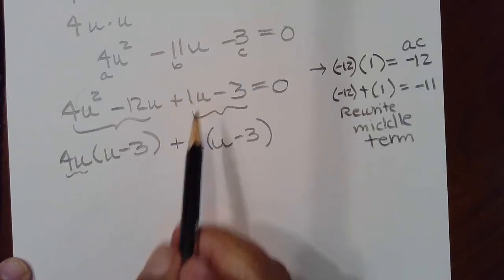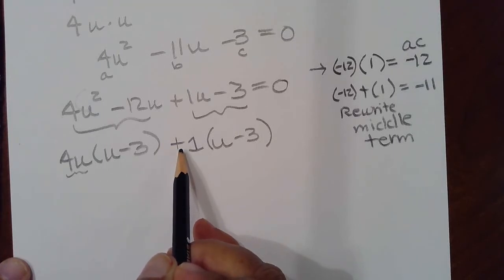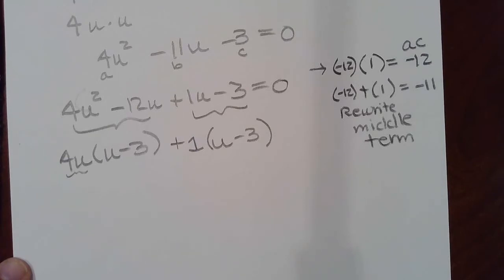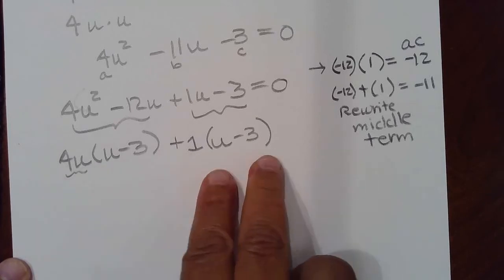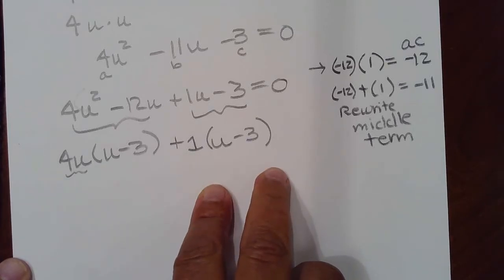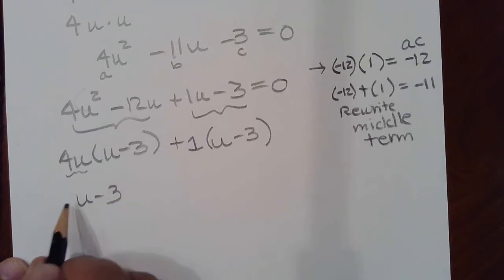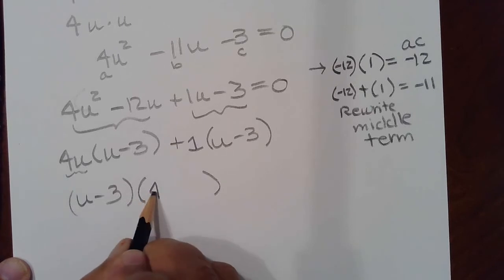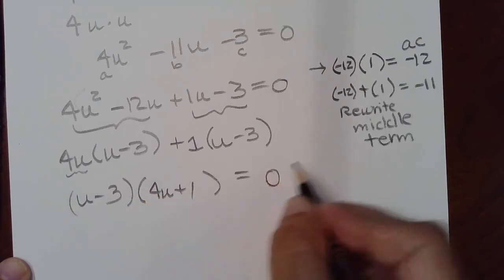This had nothing in common, so we pulled out a 1, but notice that this 1 times u is 1u, while this is negative 3. At that point in the factor by grouping method, you're now looking at two terms, and they have a GCF, which is this entire expression inside the parenthesis. So take that out as the common factor, while what goes back here is 4u plus 1 is equal to 0.